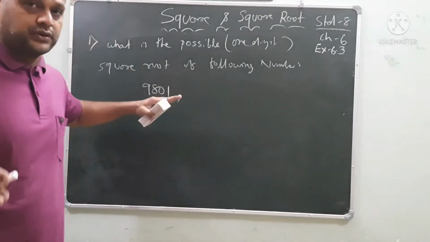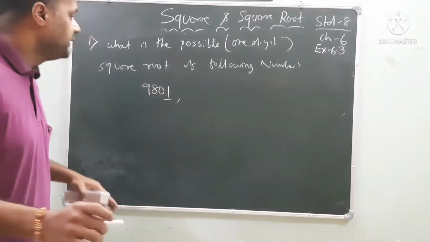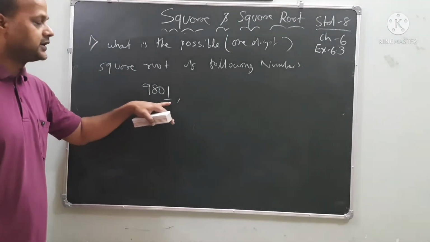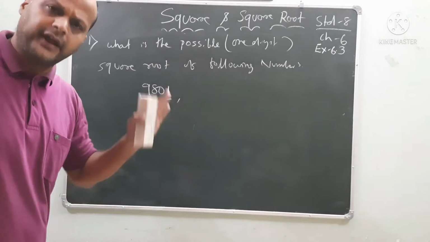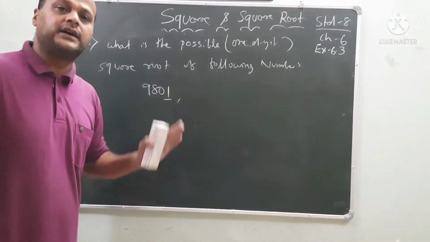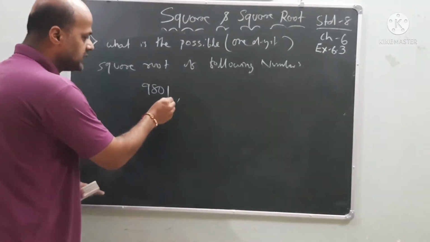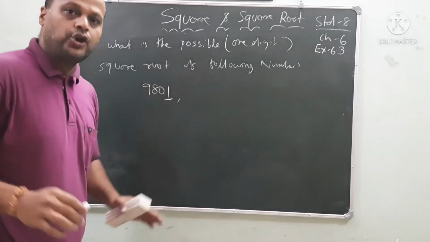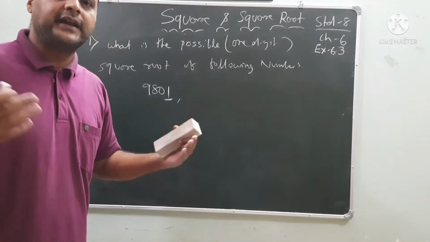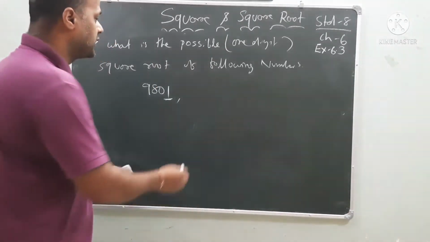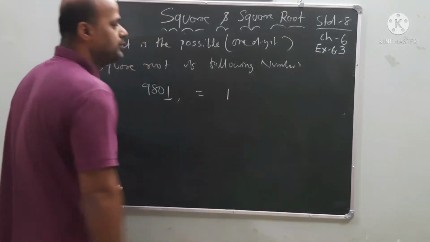Okay. Let's discuss one by one. Now come to 9801. It is a perfect square of some number. If I take the square root, we know that 1 is in the unit digit place. Automatically, if I take out the square root, what will the unit place be? 1 will come here.